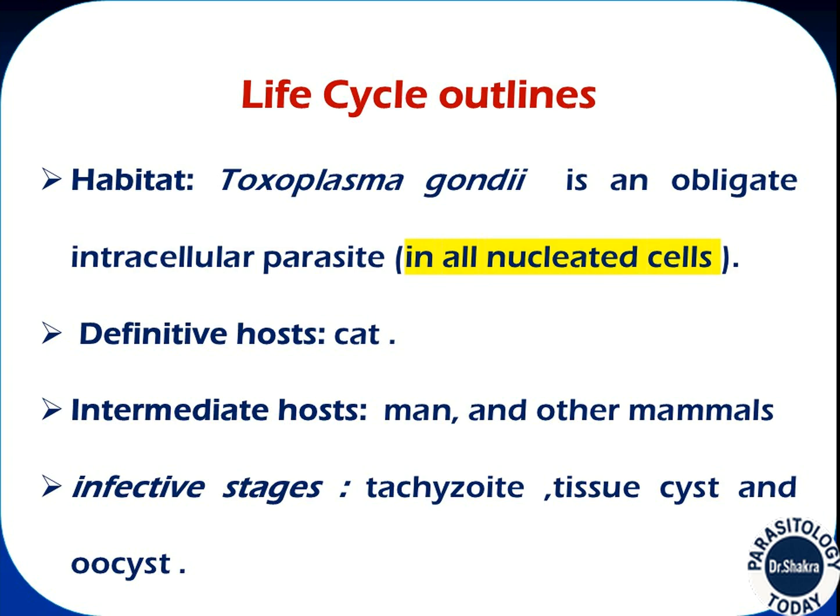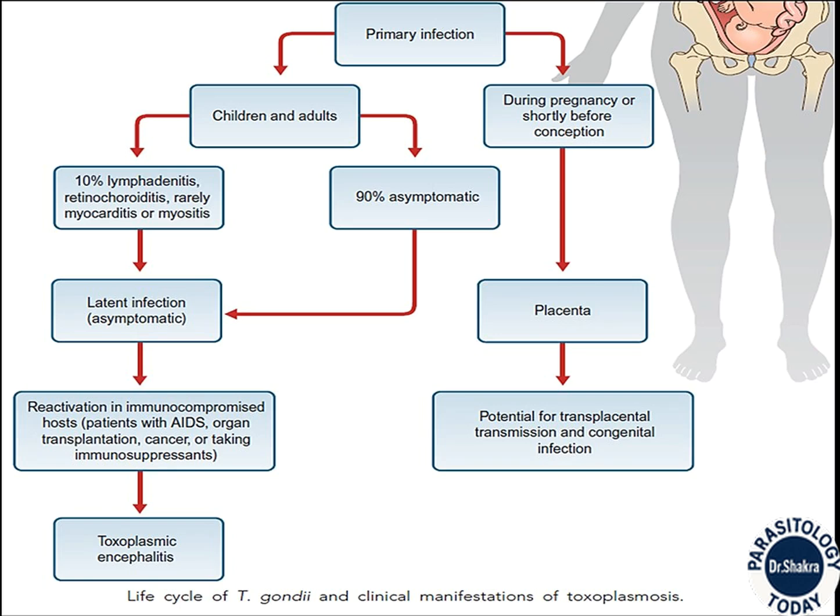Clinical aspects. When a person first becomes infected, about 90% of cases are asymptomatic, meaning they show no signs. A minority may develop mild symptoms such as lymphadenitis, retinochoroiditis, or rarely, myocarditis or myositis. In most people, infection becomes latent, with tissue cysts forming in the brain and muscles.